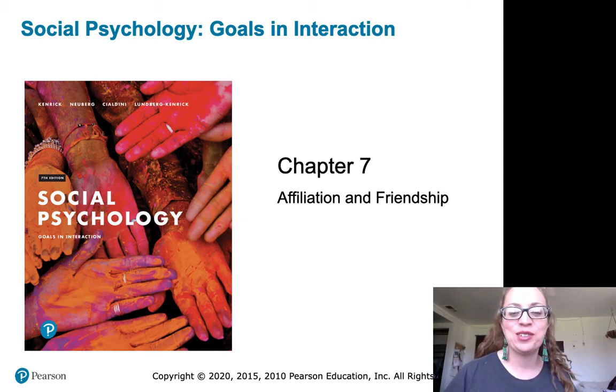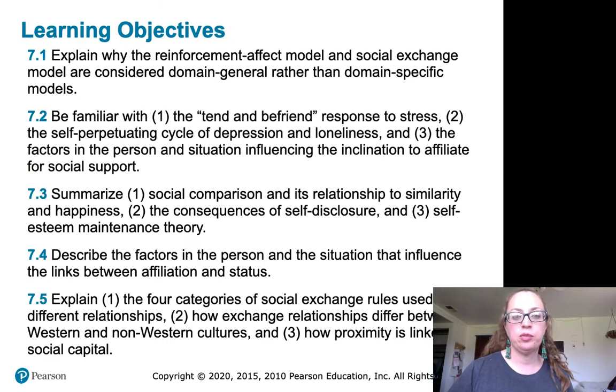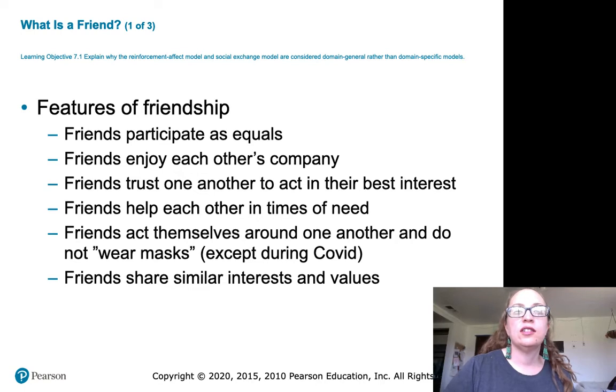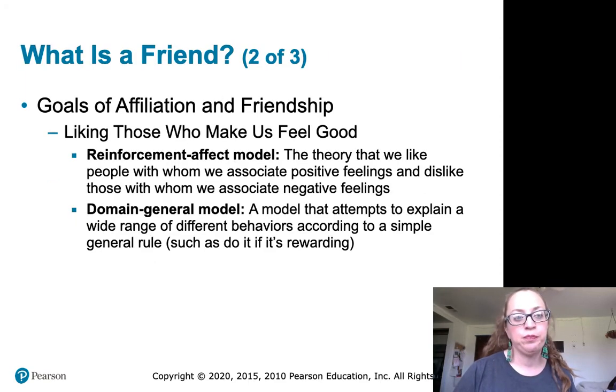But anyhow, so we're talking today about affiliation and friendship. So affiliation is our connectedness with other people. And specifically, we'll talk about friendship type of relationships, but a lot of this also applies to love relationships. But we will have a whole other chapter on love relationships specifically because there are certainly differences between friendships and love relationships.